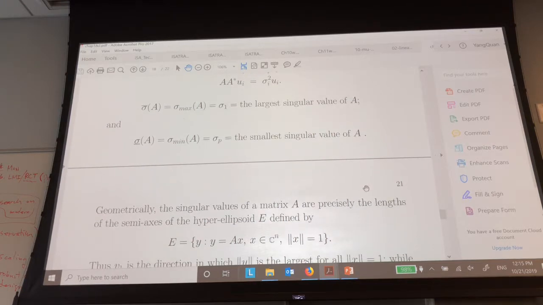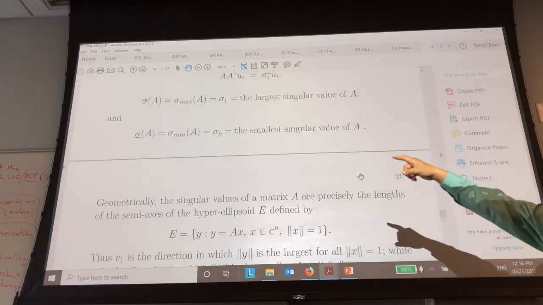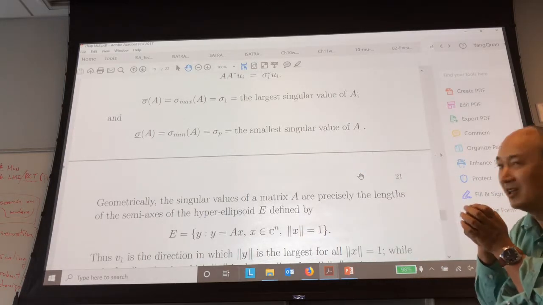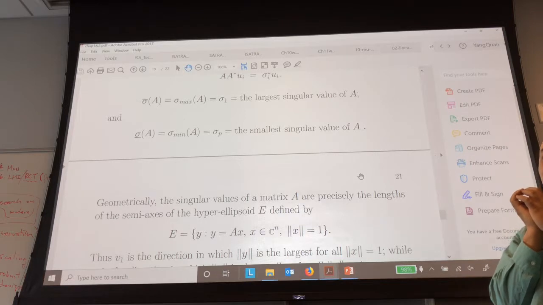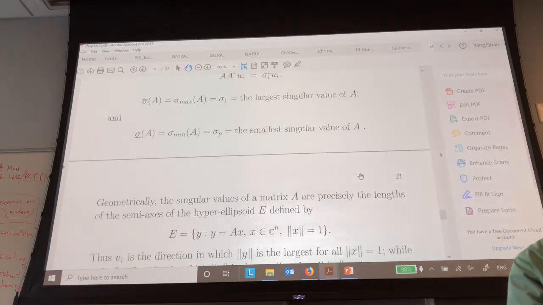And also we talk about the minimum, sigma minimum of A. If A is square and the minimum singular value is zero, then this matrix is singular. It's not invertible. So its rank is not full rank, so it's deficient.